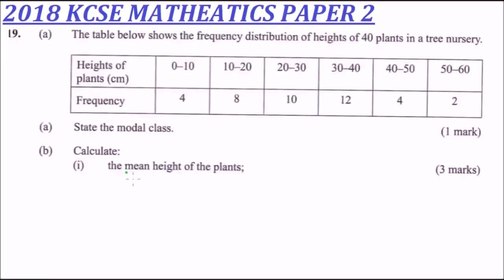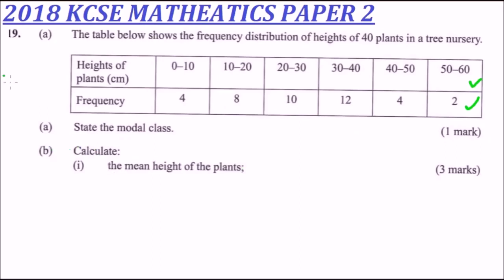So this is 2018 KCSE Mathematics Paper 2. It's on statistics, from the topic statistics. We are told the table below shows the frequency distribution of height of 40 plants in a tree nursery. So you are given the range, height of the plant 0 to 10, frequency is 4, up to 50 to 60, where the frequency is 2.